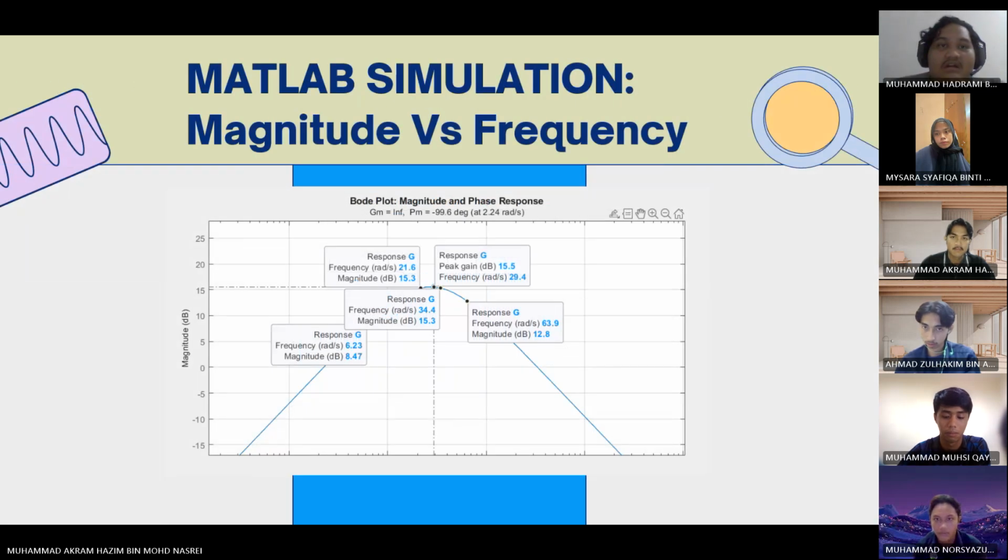So in this magnitude versus frequency plot, as you can see, it goes up and then goes down, which means the plot demonstrates that the system is stable with significant phase margin, and also exhibits peak gain at 21.8 radian per second, which is the peak for the system before it gets unstable.